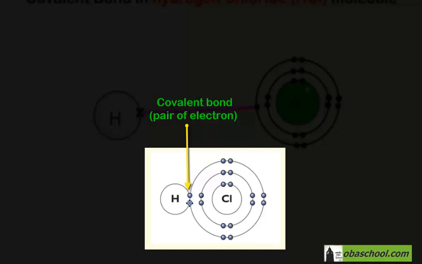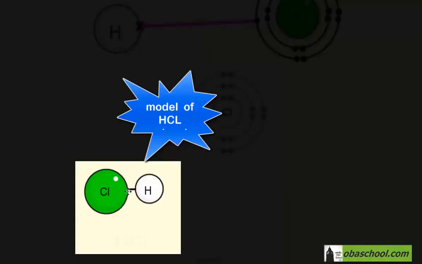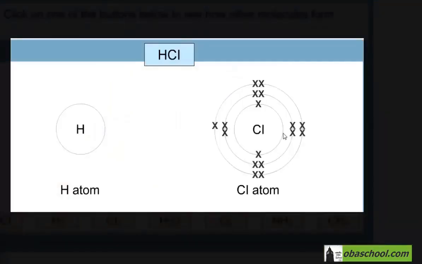They now both have a pair of electrons, and this model shows the covalent bond. In this model, the covalent bond is represented as a dash between hydrogen and chlorine. It represents a pair of electrons.